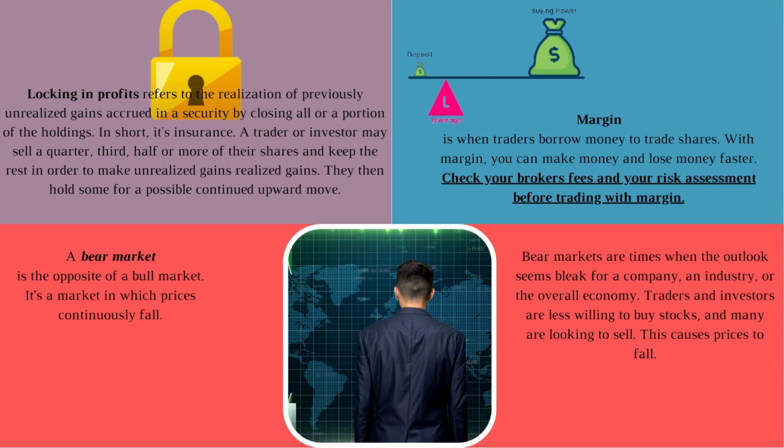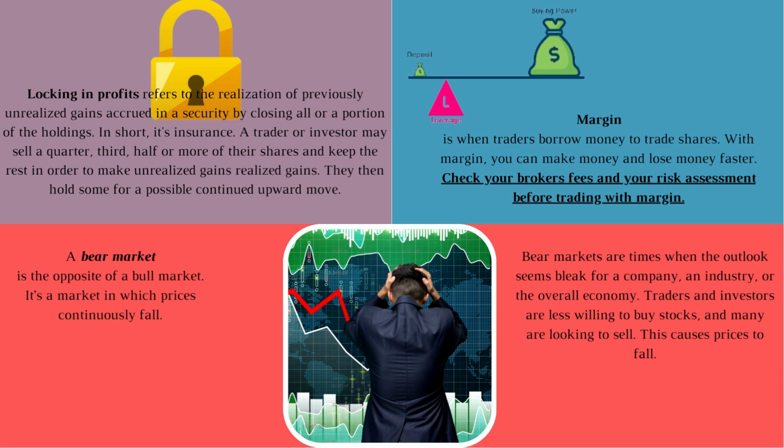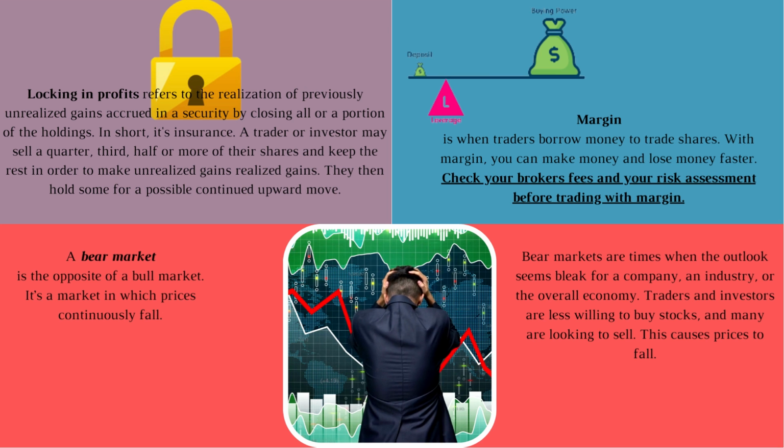A bear market is the opposite of a bull market. It's a market in which prices continuously fall. Bear markets are times when the outlook seems bleak for a company, an industry, or the overall economy. Traders and investors are less willing to buy stocks, and many are looking to sell. This causes prices to fall.